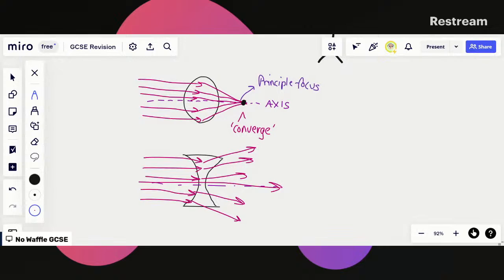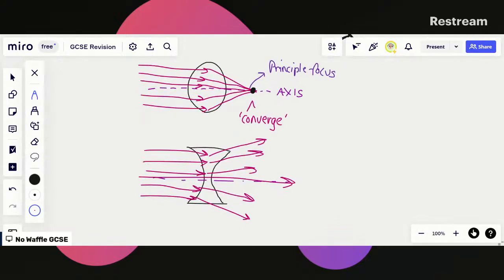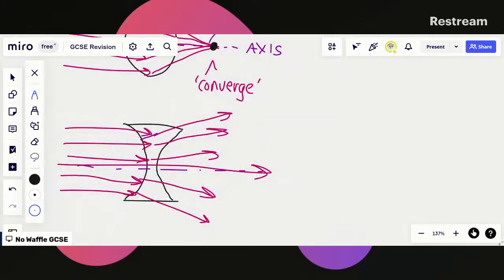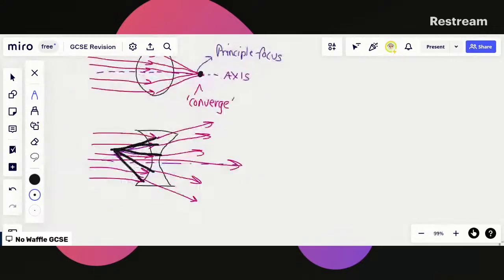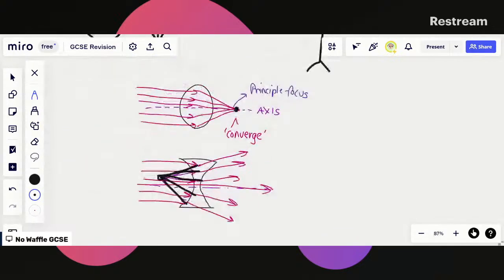Now, let's say there was one going along the axis like that as well. What this does is, because they're all going out at different angles, you can actually connect the ends of them back to a focus at this point. Maybe I should make that bigger. If you were to connect each of the ends of the lines like that, you could see that there's actually a point here, just like the principal focus on this side. So here, this is the principal focus.